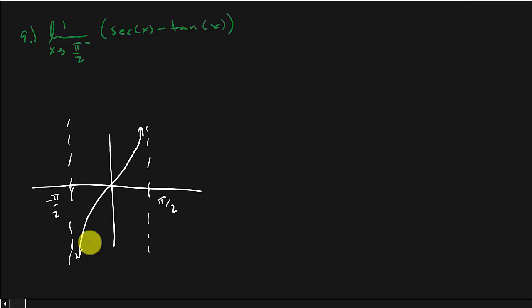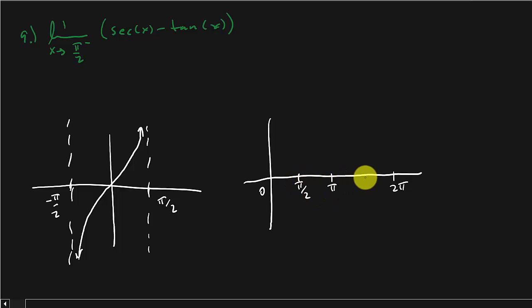So you can see as I'm coming into pi over 2 from the left, tangent is going to infinity. Now what about secant? Hopefully you still remember how to graph secant. There's 1, negative 1. And how do we graph secant? Well, we're going to dot in the cosine. So I've got my vertical asymptotes here and here.